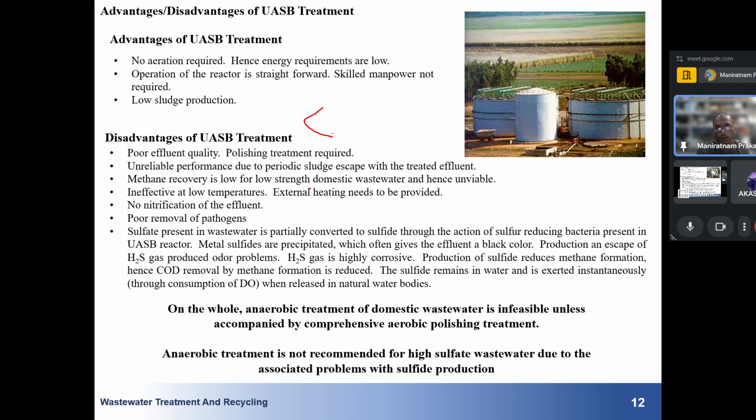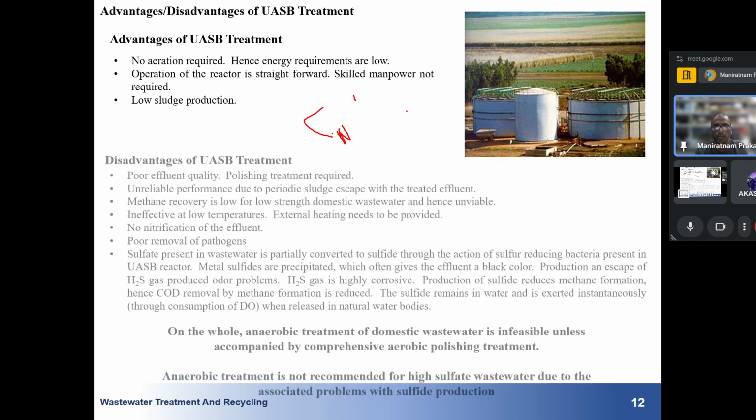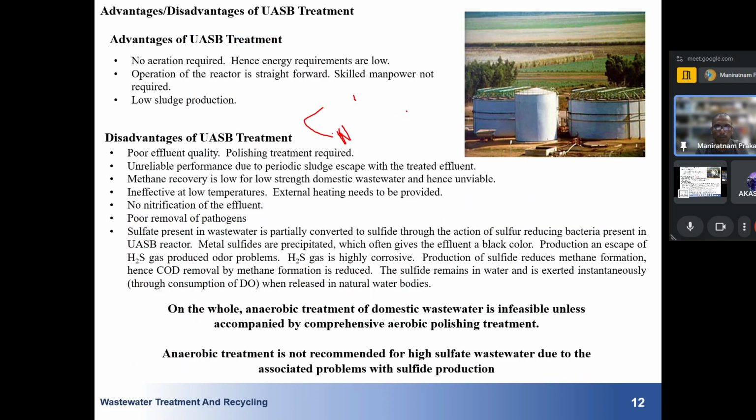Okay, then no nitrification of the effluent. So remember that our organic matter contains C, O, H and nitrogen also. But here you can see that whatever the process is occurring, it's occurring only to the carbon present, but nothing is happening to nitrogen. So there is need of nitrification also, which is not happening here.